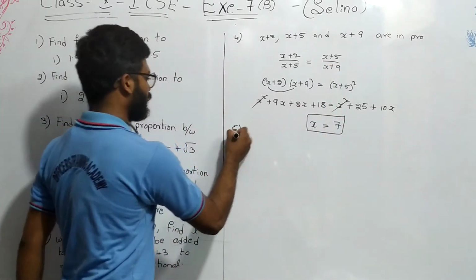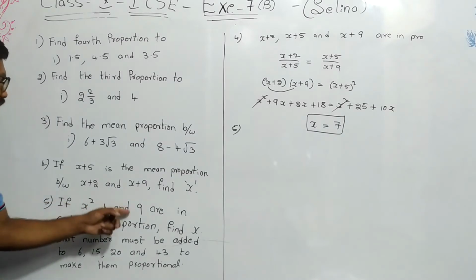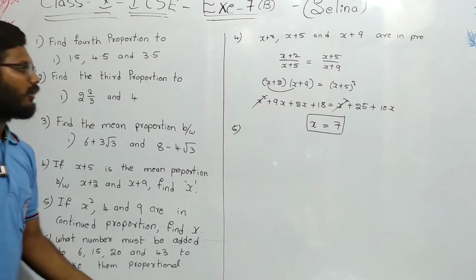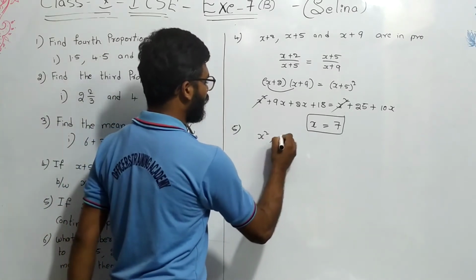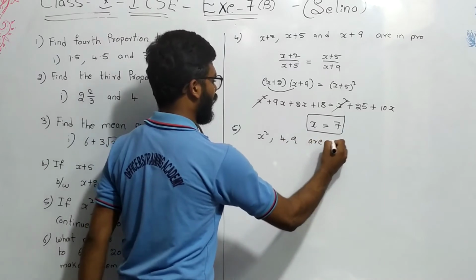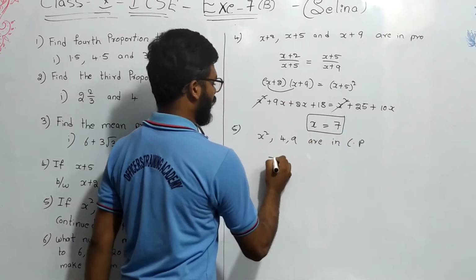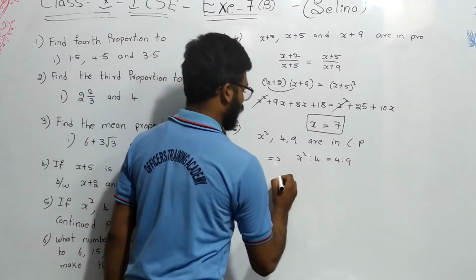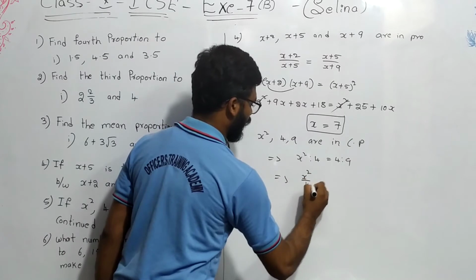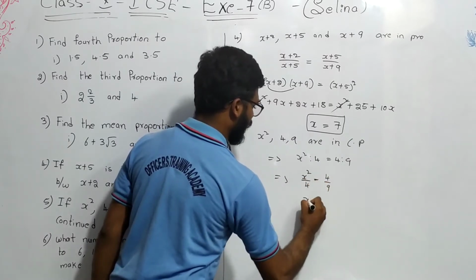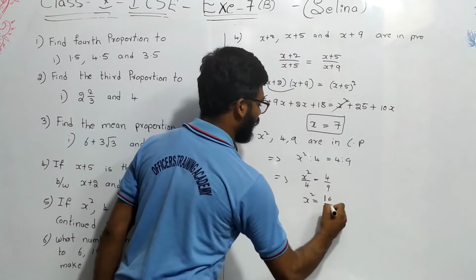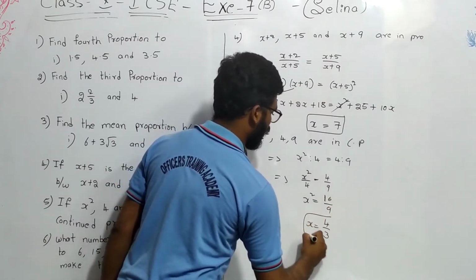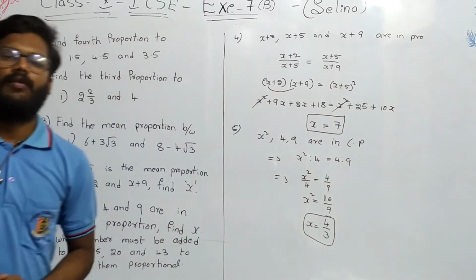Next, fifth one. If x square, 4 and 9 are in continued proportion, find x. They gave that these three are in continued proportion. So what can we tell? Given x square, 4 and 9 are in continued proportion, that implies x square is to 4 is equal to 4 is to 9. So x square by 4 is equal to 4 by 9. So x square is equal to 4 times 4, 16 by 9. So x is equal to root of 16 by 9, which is 4 by 3.